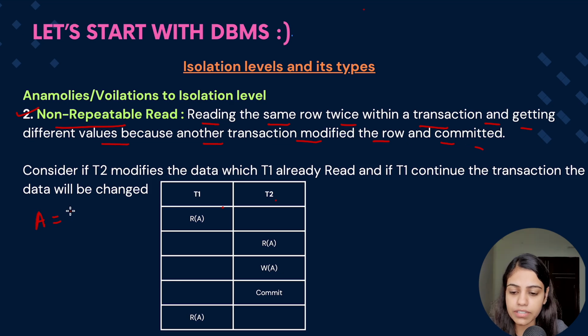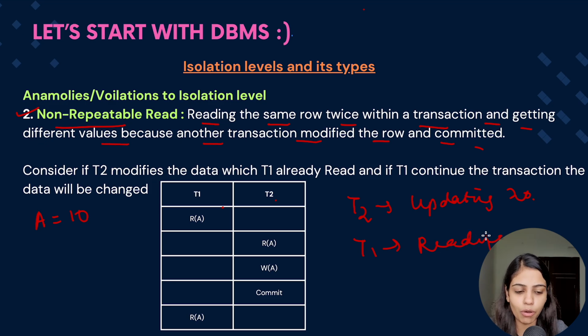Consider again we are doing some read write operations on A. As part of T2, we are updating the value of A again to 20. And as part of T1, we are reading the value of A and doing some operations, reading the value plus doing some external operations that we are not sure about right now.